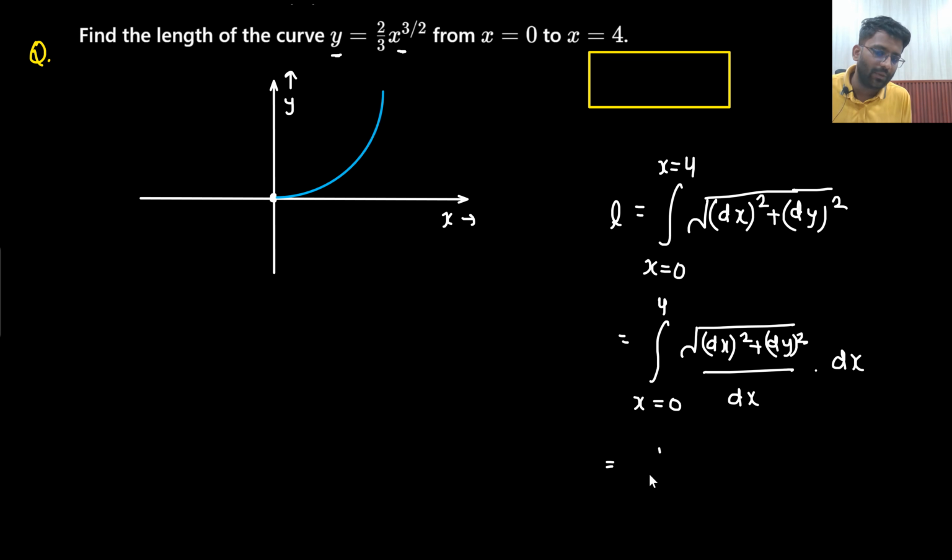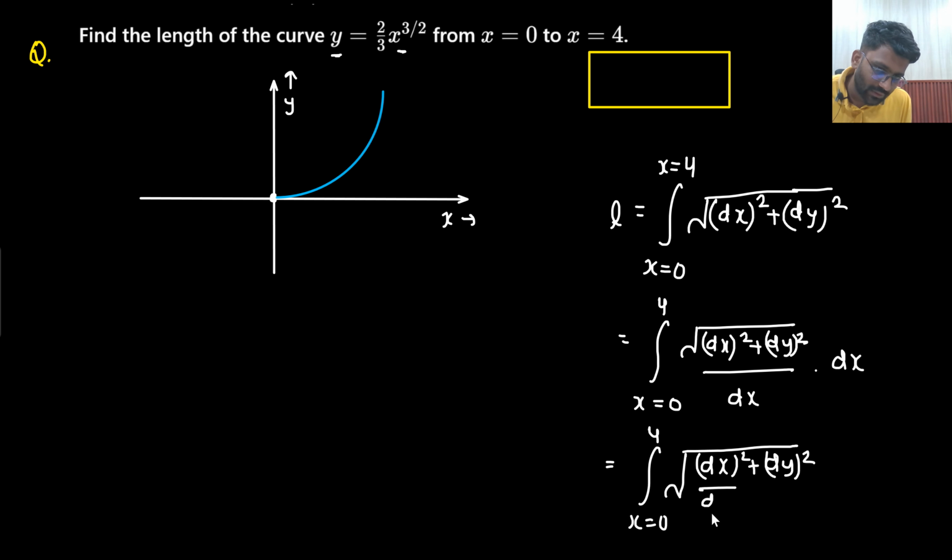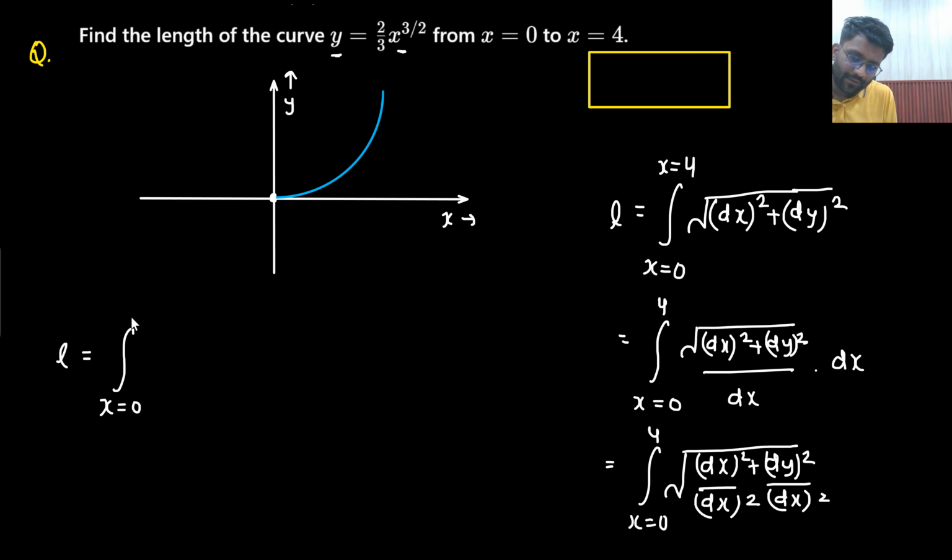Now if this dx goes inside, what will you get? This is dx square, this is dy square. So when dx goes inside the under root, this will become dx square only, and this will also become dx square only. So the length you are getting is the integral for x from 0 to 4 of under root 1 plus dx square by dx square, and the multiplication of dx is also there. So dx by dx would become 1, and this becomes dy by dx whole square, dot dx. There you go.